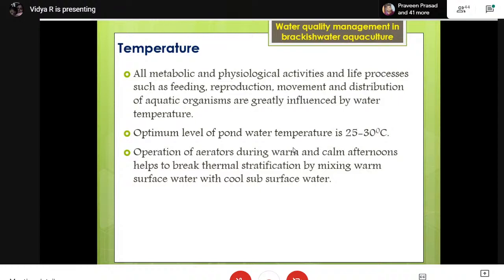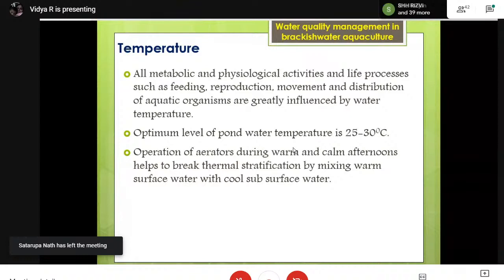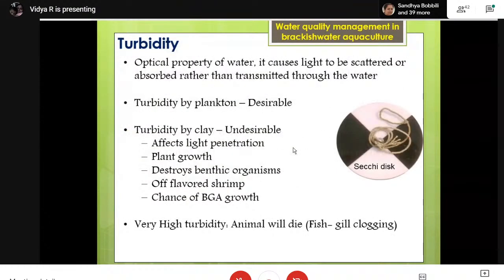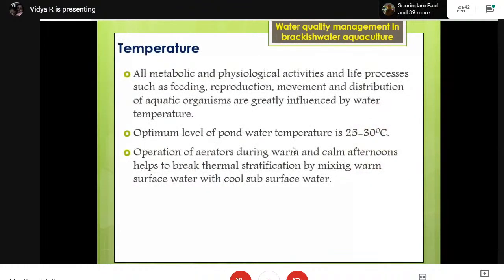Operation of aerators during warm and calm afternoons helps to break thermal stratification by mixing the warm surface water with the cool subsurface water. Thermal stratification is a common occurrence in a water body, and it will not allow proper mixing of the water. So at that time we can operate the aerators to break the thermal stratification. The temperature can be measured by the normal means of measuring temperature.